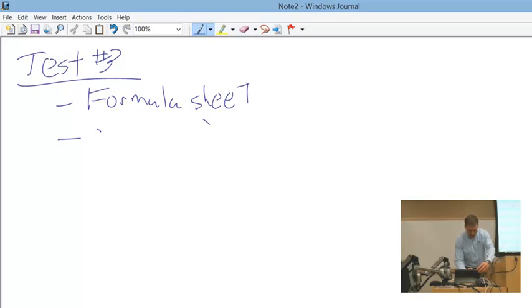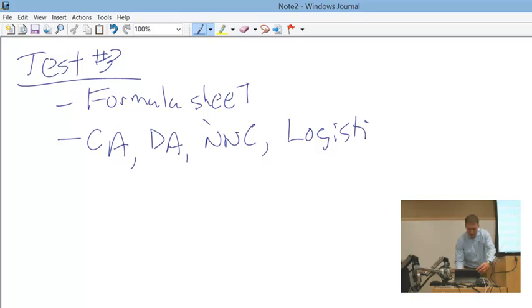The material on the exam starts with cluster analysis. It does discriminant analysis, the nearest neighbor classification, and also the logistic regression up to the point that I mentioned to you today. So it's not the entire stuff that we talked about today.